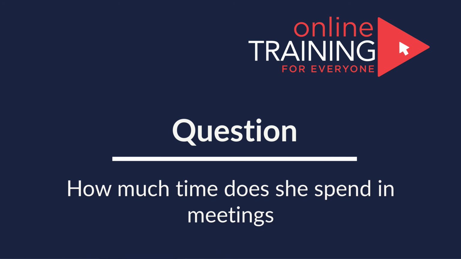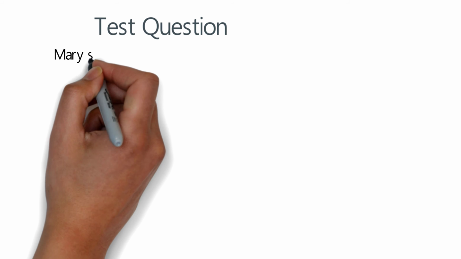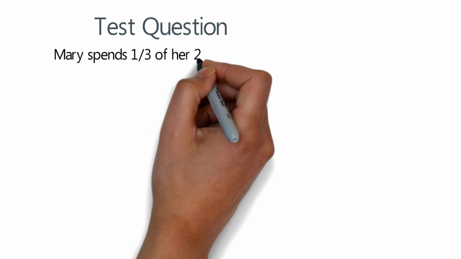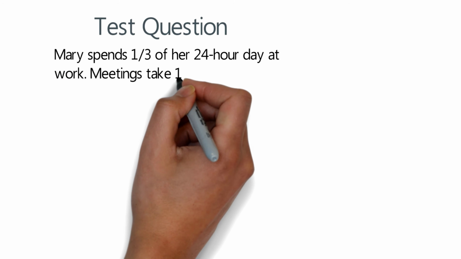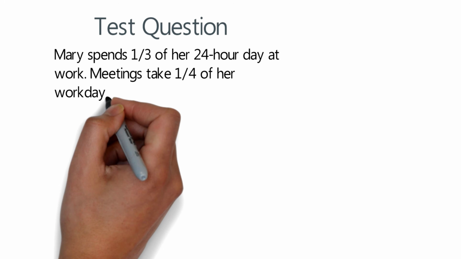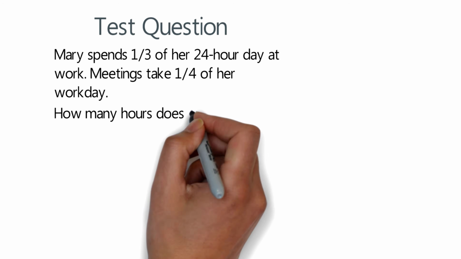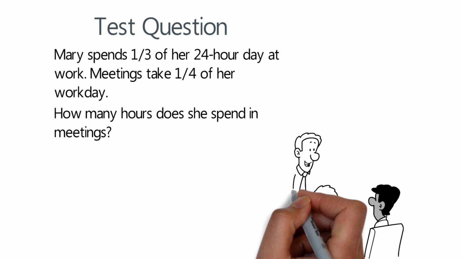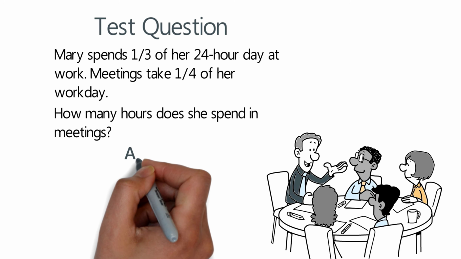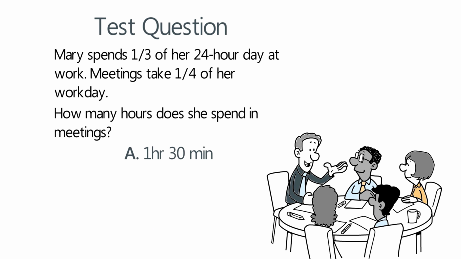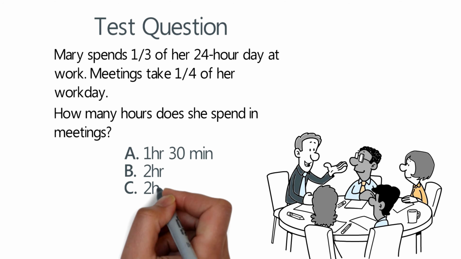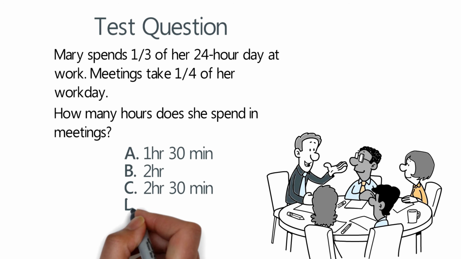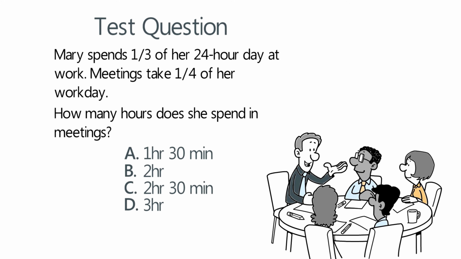Here's an interesting question which validates how well you plan your day-to-day work. Mary spends 1/3 of her 24-hour day at work. Meetings take 1/4 of her workday. How many hours does she spend in meetings? You have 4 different choices. Choice A, 1 hour and 30 minutes. Choice B, 2 hours. Choice C, 2 hours and 30 minutes. And choice D, 3 hours.